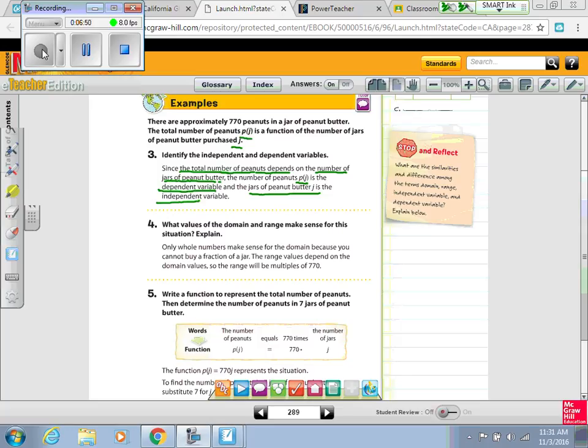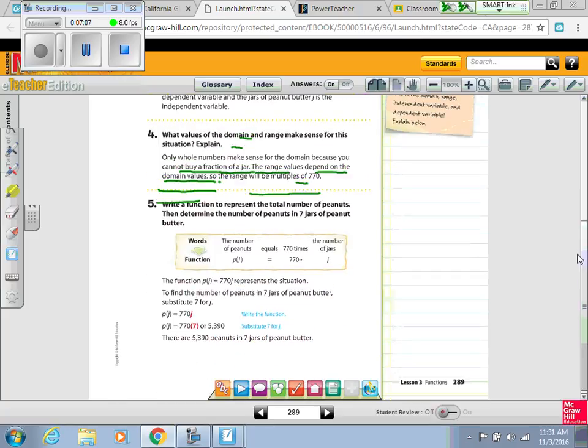Of course, you're not going to be able to go to the store and buy a jar of peanut butter that's half full. So what makes sense is whole numbers. So we're going to choose whole numbers if we're going to create a table of values for the jars of peanut butter.